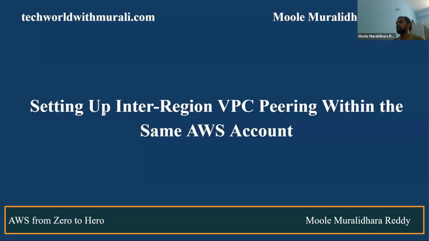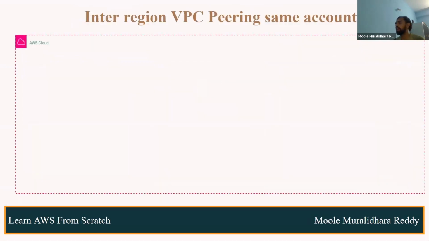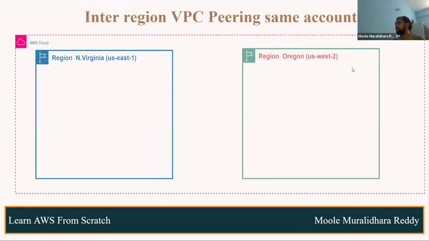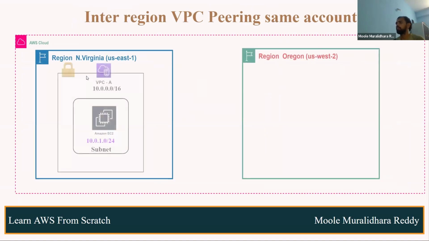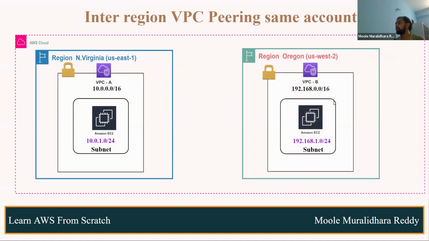Okay, now we can see inter-region VPC peering within the same AWS account so that you will get some idea. For example, we have an AWS account. We have two different regions, for example North Virginia and Oregon region. Here, if you want to set up, in North Virginia we have a VPC. Here the range is 10 series. And also we have VPC B in the Oregon region.